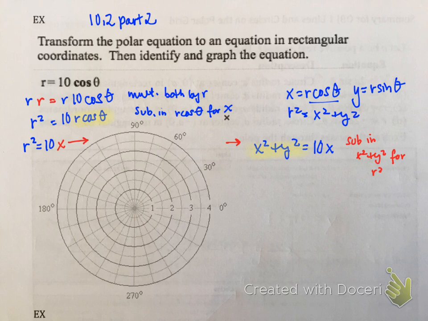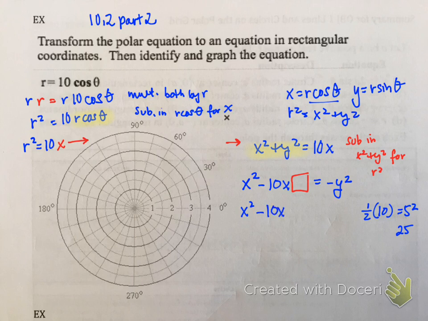So what I'm going to do, and hopefully you remember from the last section, is I'm going to complete the square. So I'm going to go ahead and bring the 10x over, and I'm going to go ahead and put the y squared on the other side. At this point, I want to complete the square. So to complete the square, I take half of the value of 10, which I get 5, and then I'm going to square it. And when I do that, 5 squared is 25. So I'm going to add that value to both sides of my equation. So x squared minus 10x plus 25 equals negative y squared plus 25.